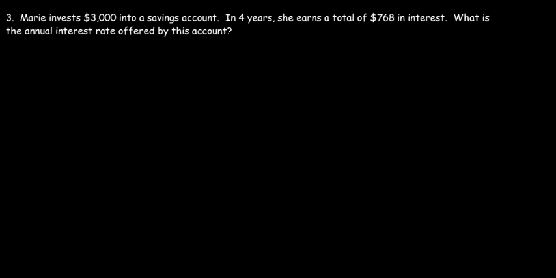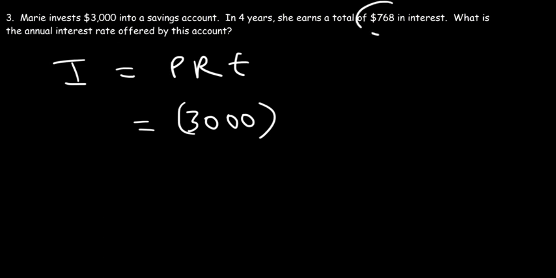Number 3. Mary invests $3,000 into a savings account. In 4 years, she earns a total of $768 in interest. What is the annual interest rate offered by this account? So we're going to use the same formula. Now in this problem, what's I, what's P, what's R, and what's T? The 3,000 is the amount of money she puts into the savings account. So that is the principal. The $768 is the interest, so we can replace I with that number. Now we're looking for the annual interest rate, so we need to find the value of R.